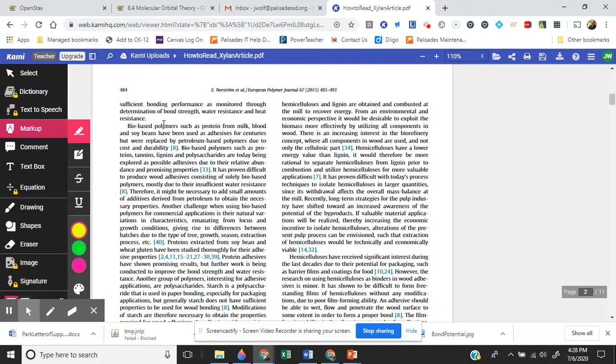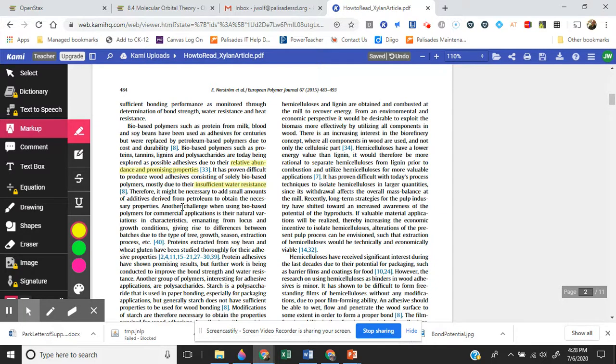So, hey, look, polymers such as protein from milk. That sounds familiar. So that tells me right away that these are possible adhesives because they're relatively abundant and they have promising properties, right? But it's difficult to produce wood adhesives consisting solely of bio-based polymers, mostly because of their insufficient water resistance. So this is the problem, insufficient water resistance, right? So that's good. I got some information from that.